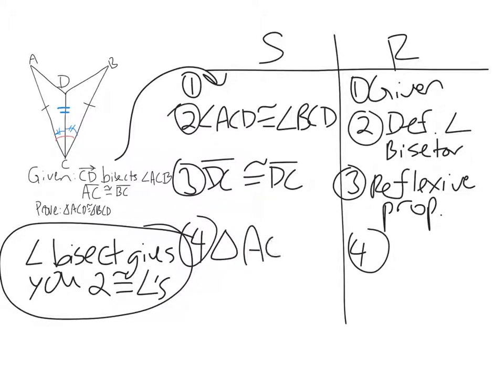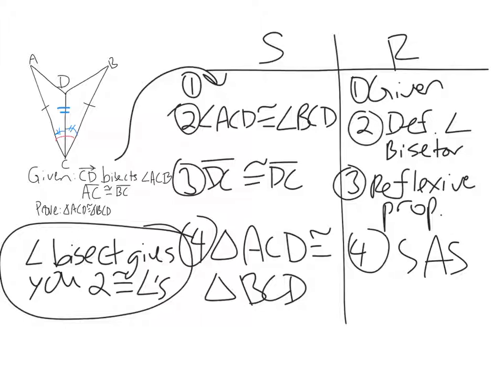Now I have congruent triangles. Triangle ACD is congruent to triangle BCD. And what's my reason there? Well, I have two sides and an angle. It would be side, then the angle, then the side. So SAS: side, angle, side. Cool. There we go, we've got our four-step proof. Excellent. Let's do another one.